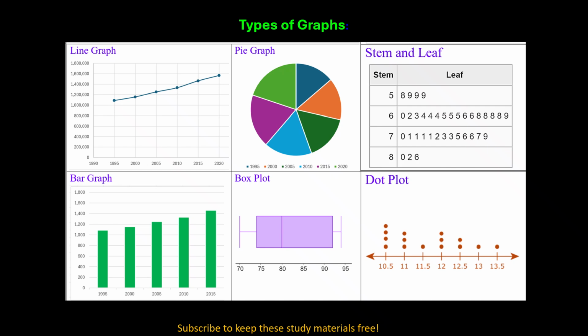Be aware of the 6 major types of graphs that you are responsible for: the line graph, the pie graph, stem and leaf, bar graph, box plot, dot plot. In our videos, we focus primarily on some more than others. This is because the students are tested heavier on some rather than others. For example, the pie graph is in relation to percents. So naturally, you'll see it in percentages more often.